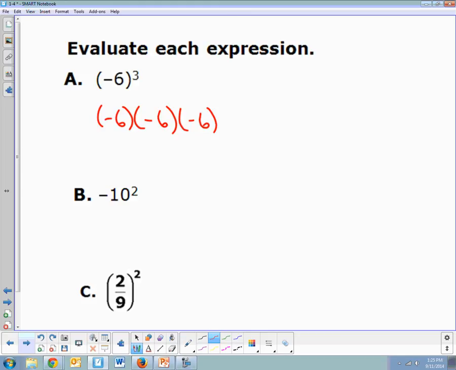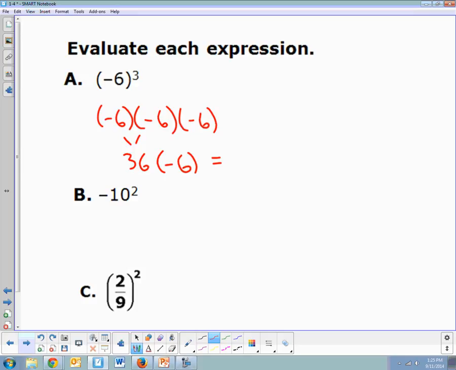However, you may not use a calculator at this point, and so you still need to be able to do this without a calculator. The numbers will be small enough that you'll be able to handle it. So -6 times -6, if I do that first, I'm going to get a positive 36 times -6. I need to be careful of my mental math here.